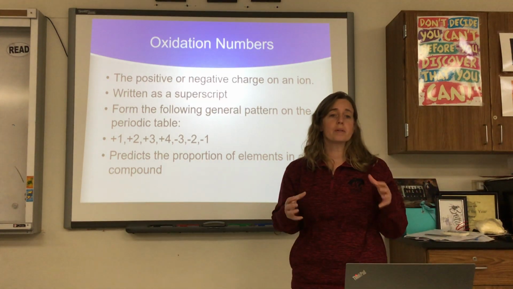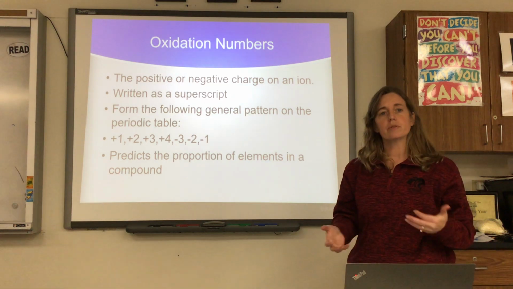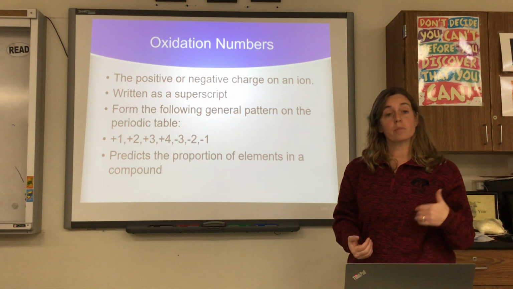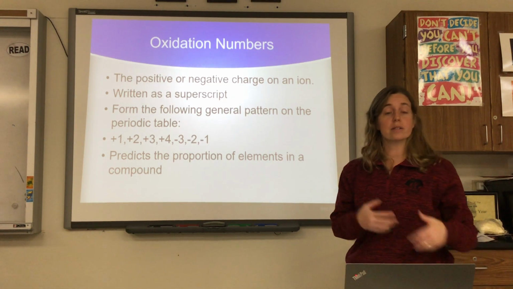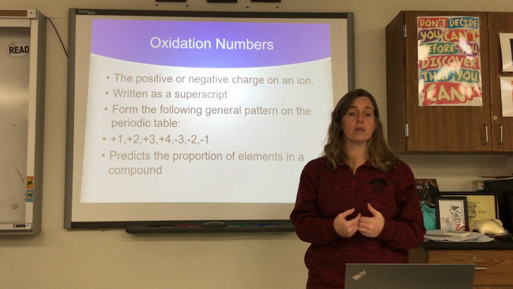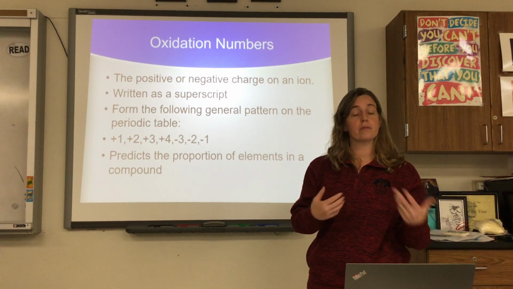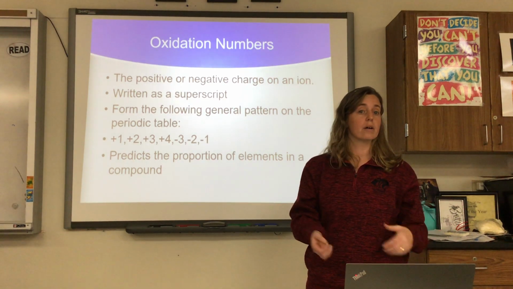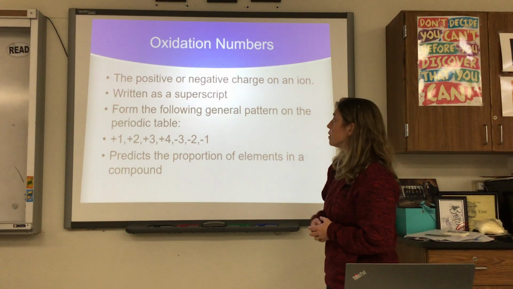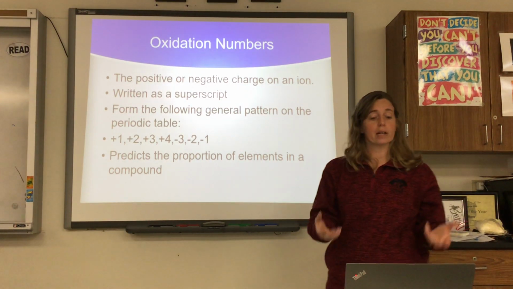Guys, so we're going to be talking about oxidation numbers, okay? Now, oxidation numbers are the same thing we've been talking about in terms of formation of anions and cations, where you're taking valence electrons and you're either losing or gaining some, and you're making positive and negative charges, which is an ion, on the atom. The positive or negative charge on an ion is written as a superscript, so kind of like an exponent.